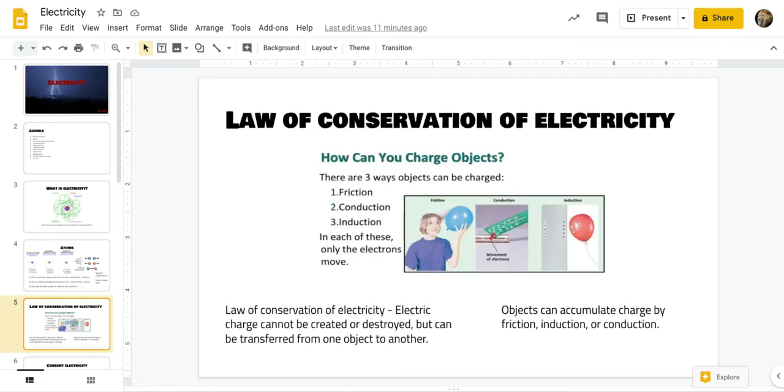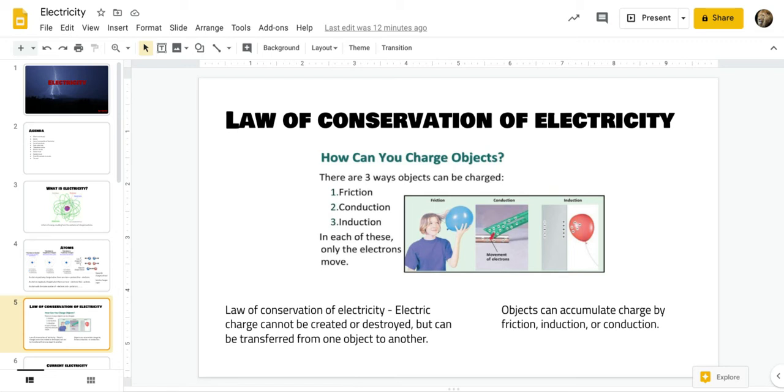Law of conservation of electricity. You have to know this. This is a really important thing in electricity. So, the law of conservation of electricity. Electric charge cannot be created or destroyed, but can be transferred from one object to another. So, objects can accumulate charge by friction, induction, or conduction.